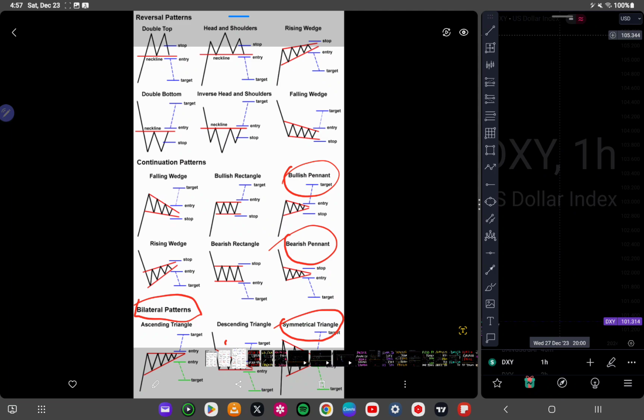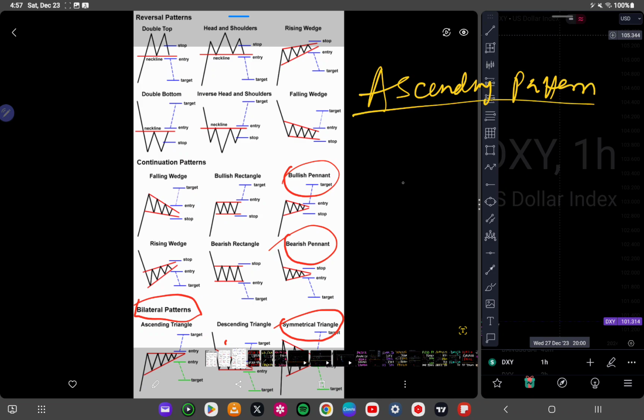So for bilateral patterns, for the ascending pattern, the ascending pattern basically shows us that we are pushing to the upside from here, right? So we are pushing to the upside. It gave us some sort of shape like this, right? So we might push to the upside, or if it breaks here, we might push to the downside. And in this kind of pattern, we just have to be patient. Taking a trade like this means we have to see a break of structure. It's really important. If it breaks to the upside, we're going to buy, and if it breaks to the downside, we're going to sell.